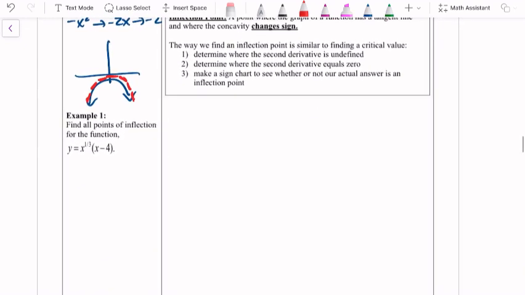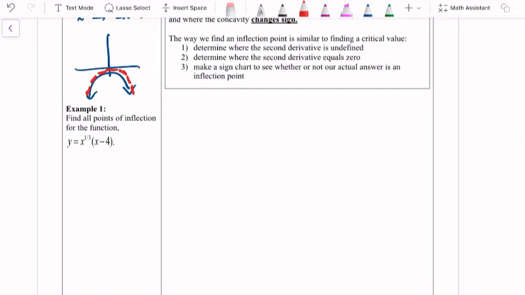The way we're going to find our inflection points is similar to finding a critical value. We're going to determine where the second derivative is undefined or equal to 0. We're going to make a sign chart. And then we're going to determine if we really do switch signs from the second derivative.